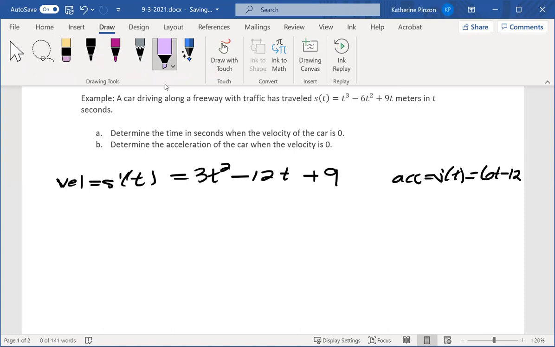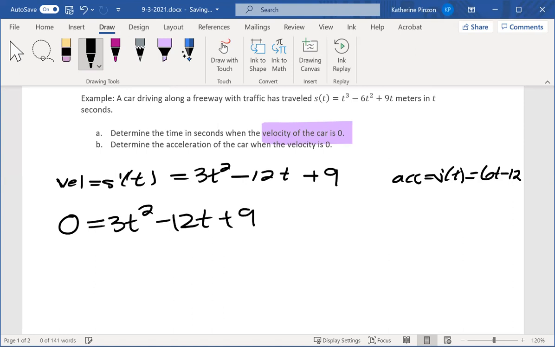Okay. Part A says determine the time when the velocity is 0. What do I want to do with this velocity equation? Set it equal to 0, not plug in 0, right? It doesn't say determine the velocity when the time is 0. It says determine the time when the velocity is 0. So I'm going to set this equation equal to 0. 0 is 3t squared minus 12t plus 9.